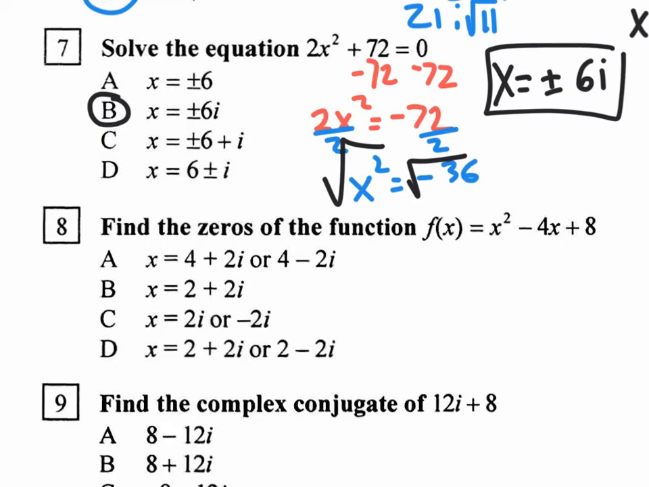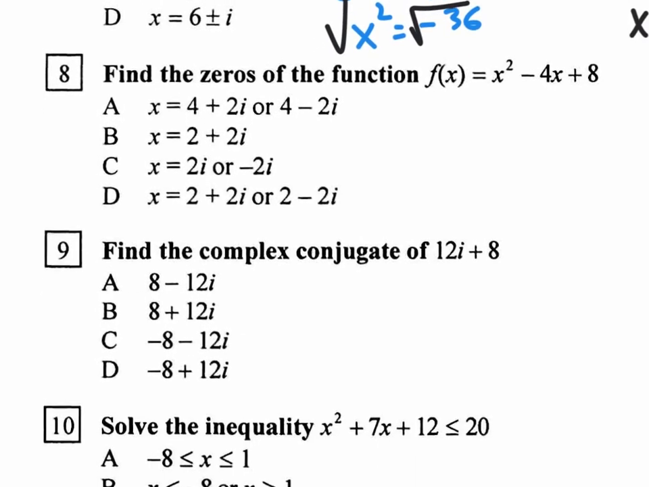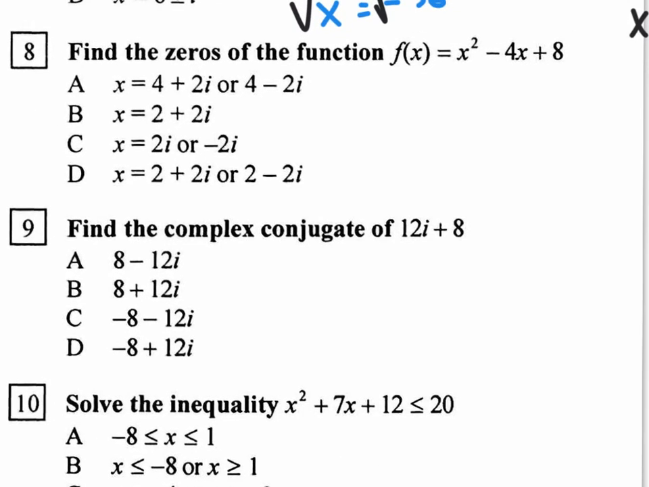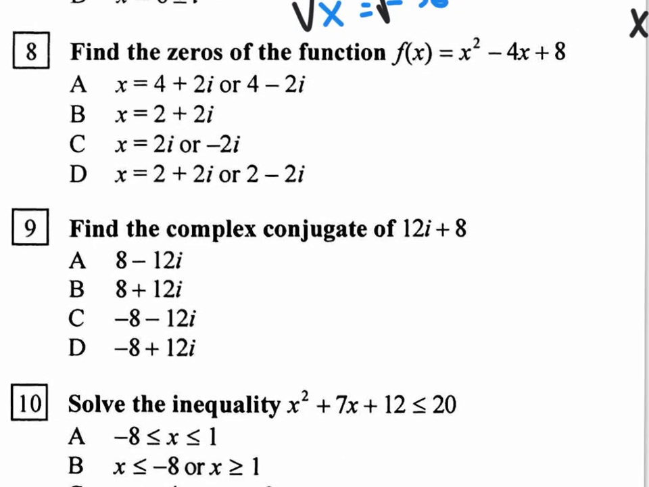Moving on to number 8. Find the zeros of the function. Again, the zeros are the same thing as answers, the same thing as x-intercepts, same thing as solutions. So you're just trying to solve this quadratic equation. How do you solve a quadratic equation? You could use the quadratic formula, factor, split, and solve. You could even complete the square to solve it.